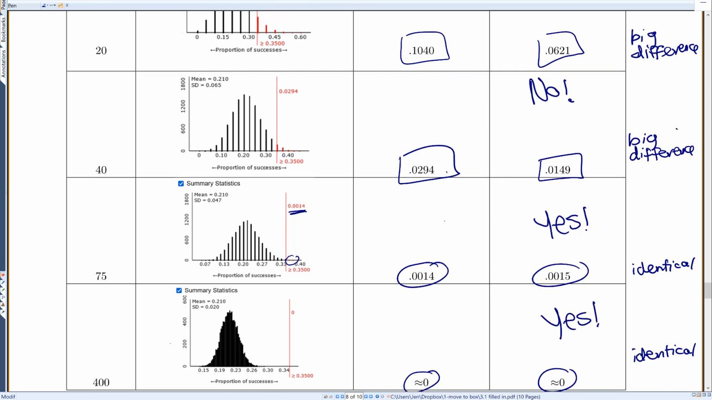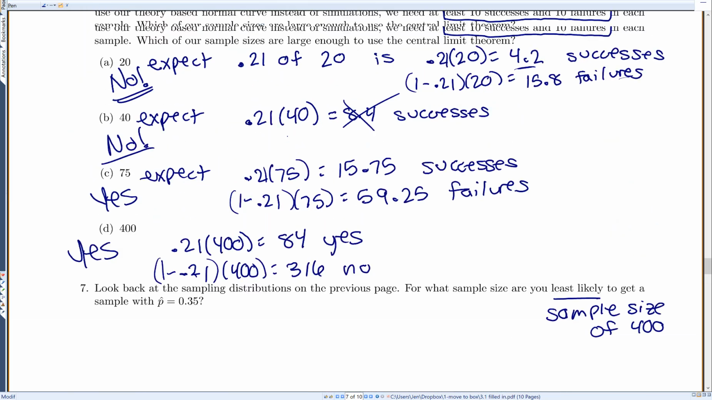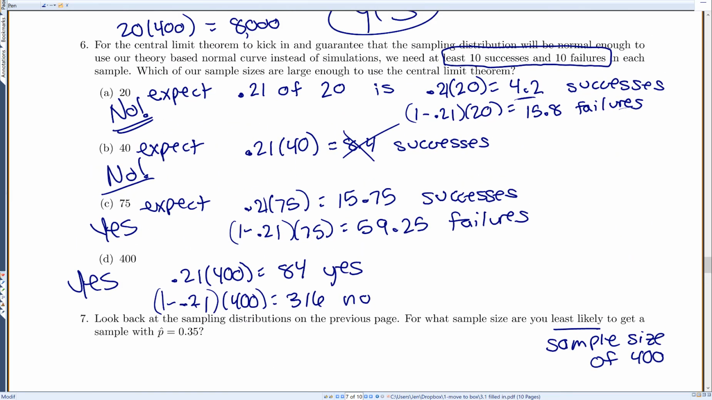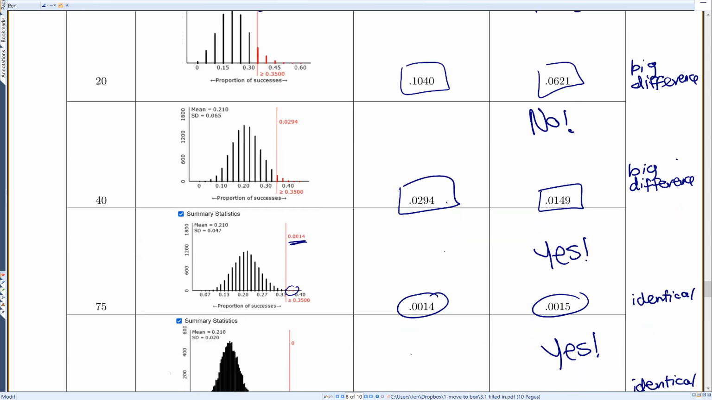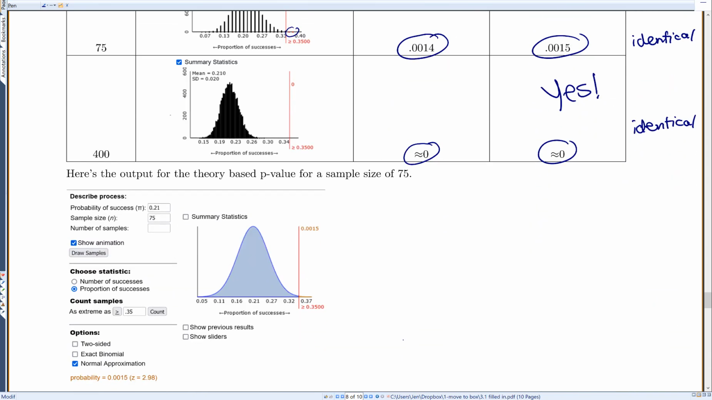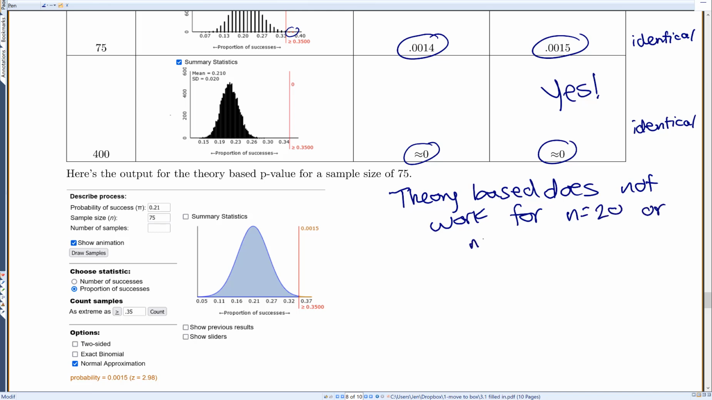Now, this isn't a coincidence. Let's look back up to what we did on the previous page. Do you remember? Sample size of 20, we said we shouldn't use the theory-based p-value. Sample size of 40, we said we shouldn't use the theory-based p-value. But for 75 and 400, we said, yeah, sure, the theory-based results will be accurate. That's exactly what we saw when we actually did the simulations, which is pretty cool, right? So the theory-based does not work for a sample size n equals 20 or n equals 40, which is what we figured out on the previous page. So just cool to see that it actually does work like that.